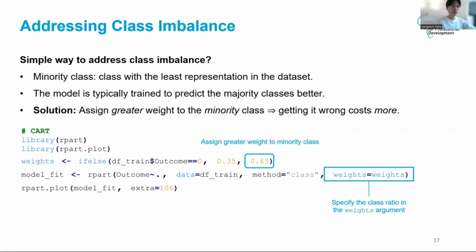There are other ways to address class imbalance. Here I presented the simplest way, but other approaches include randomly oversampling the minority class or undersampling the majority class. In these methods, you randomly duplicate data points so that the ratio of both classes become equal.